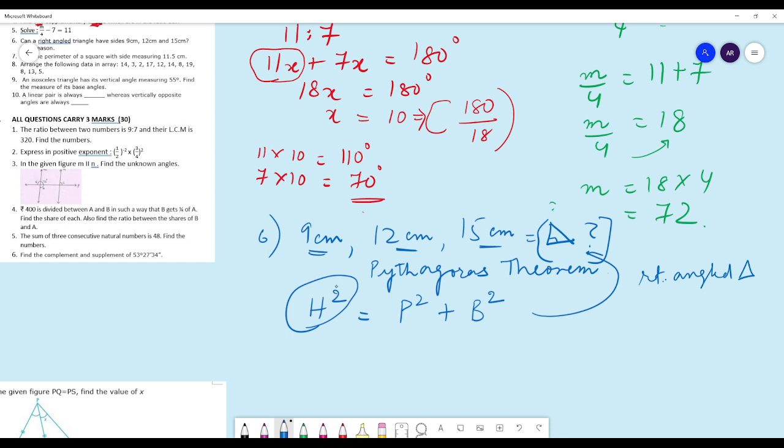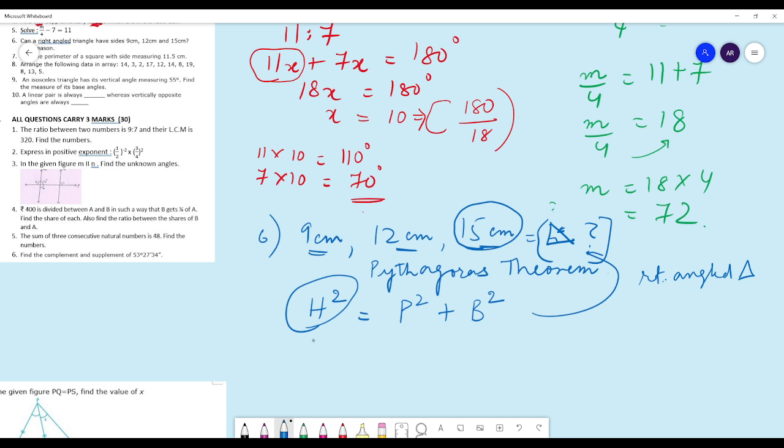So the hypotenuse is always the largest side. Now why is it the largest side? It is the largest side because it is opposite to the right angle. Right angle is the largest angle in the triangle because it is 90 degrees, right? No other angle can be 90 degrees or more in a right angle triangle. Other two angles have to be smaller than 90 degrees. So the side opposite to the largest angle is the hypotenuse. It is the largest side. So 15 centimeters will be the hypotenuse.